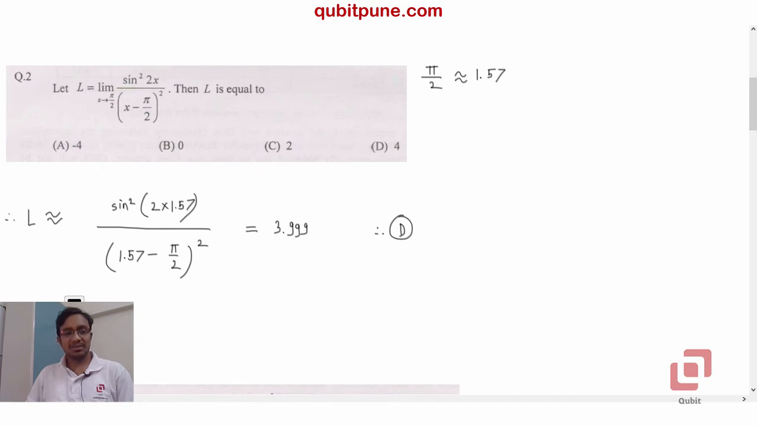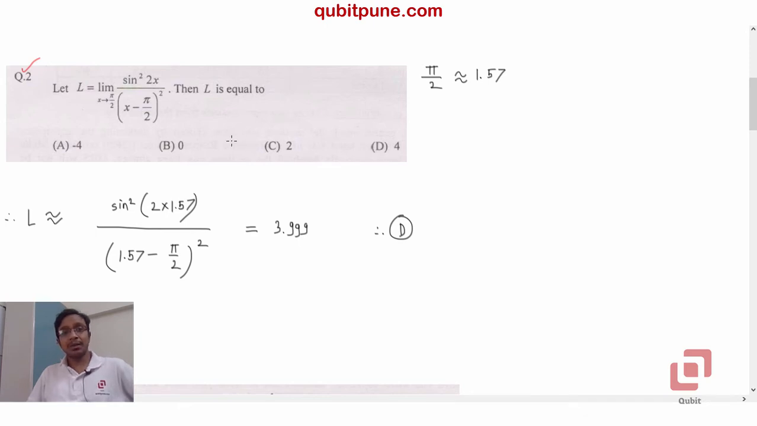Question number 2 is very simple. It is actually a 12th standard level question. Let L be the limit of sine squared 2x upon x minus pi by 2 squared as x tends to pi by 2, then L is equal to -4, 0, 2 and 4.